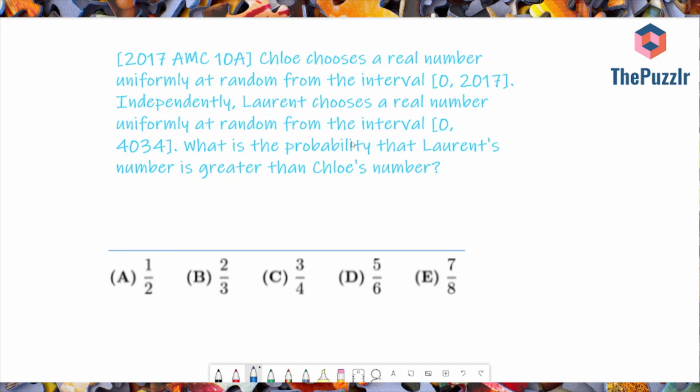Let's look at the final problem for the day. 2017 AMC 10A. This is a geometric probability problem. Chloe chooses a real number uniformly at random from the interval 0 to 2017. Independently, Laurent chooses a real number uniformly at random from the interval 0 to 4034. What is the probability that Laurent's number is greater than Chloe's number?